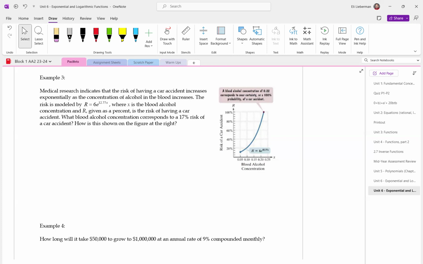They're allowed to say that it means a 100% chance of a car accident if it gets to the top at 0.22. And it's a mathematical model, so you have to take it with a grain of salt.